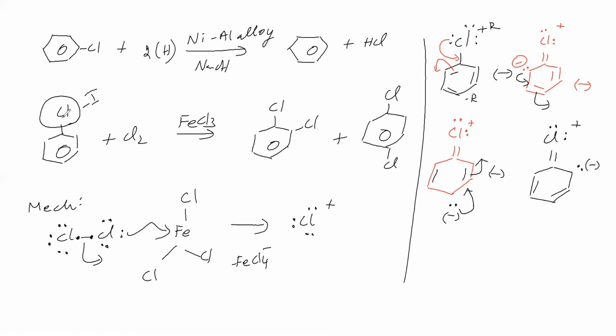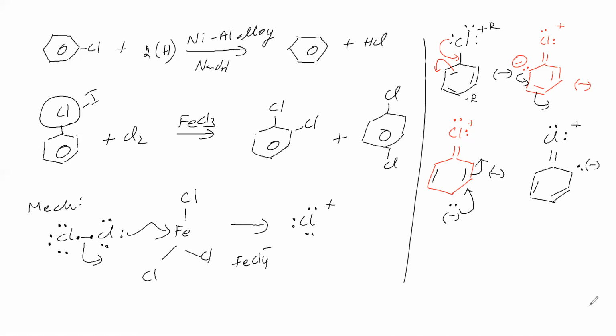A plus R group will activate the phenyl ring towards electrophilic substitution and act as an ortho-para director. A minus R group will deactivate the phenyl ring towards electrophilic substitution and act as a meta director. But how is this chlorobenzene? This chlorobenzene is deactivating the phenyl ring towards electrophilic substitution by the minus I effect. Next, the Cl is acting as an ortho-para director for the electrophile by showing the plus R effect.